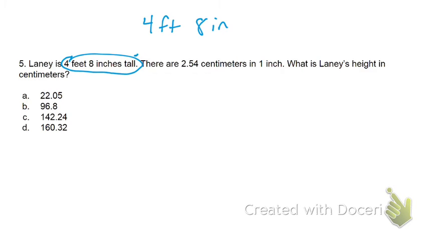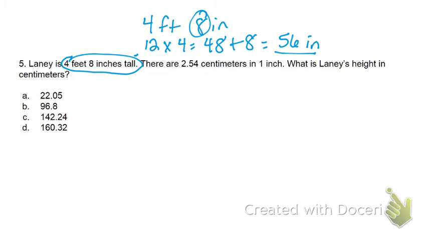Well, 8 inches is okay, but 4 feet. We know that there are 12 inches per foot. So my 4 feet would be 48 inches plus this 8 inches. That would be 56 inches tall. Okay, so now I'm going to switch gears. I'm going to switch colors here. If she's 56 inches tall and we know how many centimeters are in every inch, we can now multiply.